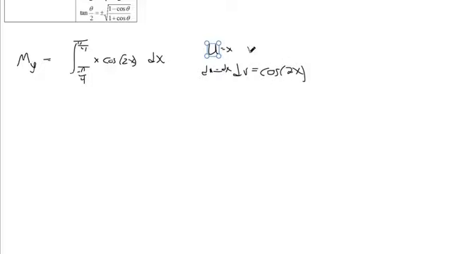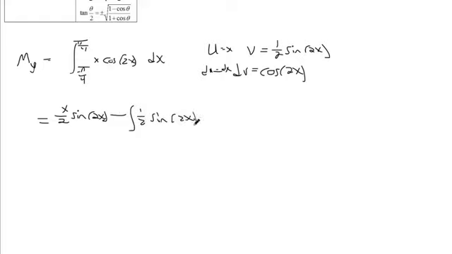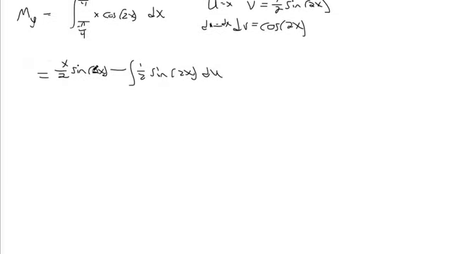So v, the antiderivative, is going to be sine, but with a 1/2 out front. That way, if you take the derivative of this, it turns back into this. Okay, so we're using the integration by parts formula. It's u times v, so it's x over 2 sine 2x, minus the integral of v du, which is just dx, sorry, which is what we want.